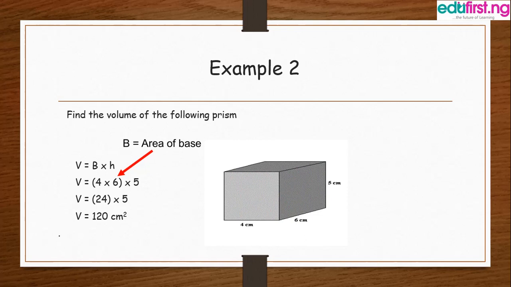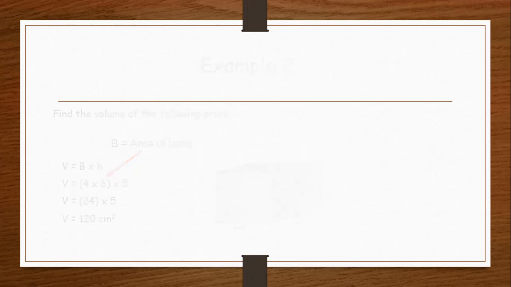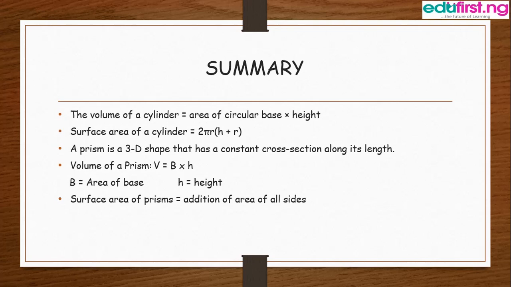So, the summary of the lesson. I believe by now we all know the formula for calculating the volume of a cylinder, which is area of circular base multiplied by height. We know the surface area of a cylinder, which is 2 pi r (h plus r). We know that a prism is a 3D shape that has a constant cross section along its length. And we know that the volume of a prism is area of base multiplied by the height, and the surface area of a prism is the addition of all the areas of the sides.